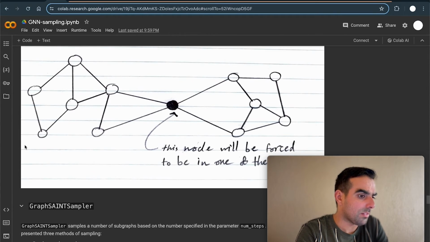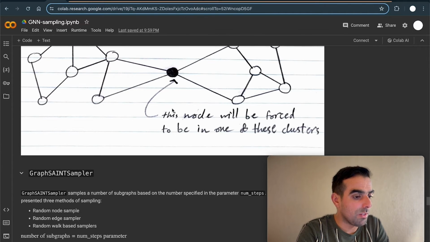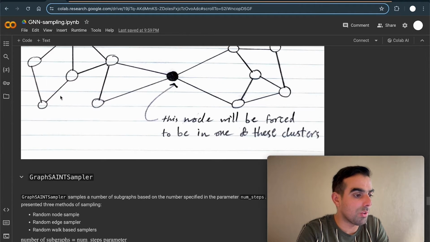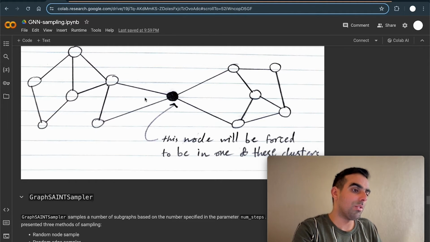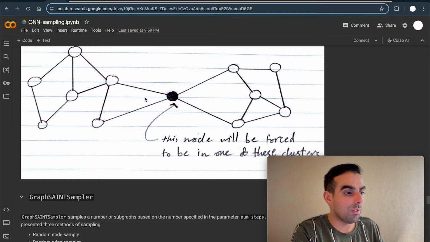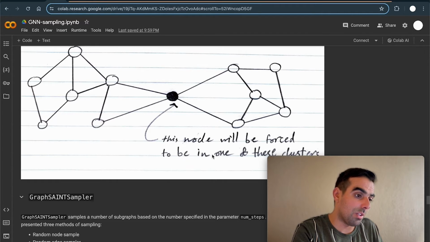So if this is a cluster of nodes, this is clearly a cluster, and this is another cluster. This node here will be forced to be in one of these two clusters, because after ordering the adjacency matrix as a block diagonal matrix, the off-diagonal edges will be cut. So this node will be merged with this cluster and cut these edges, or it will be merged into the other cluster and cut these edges.